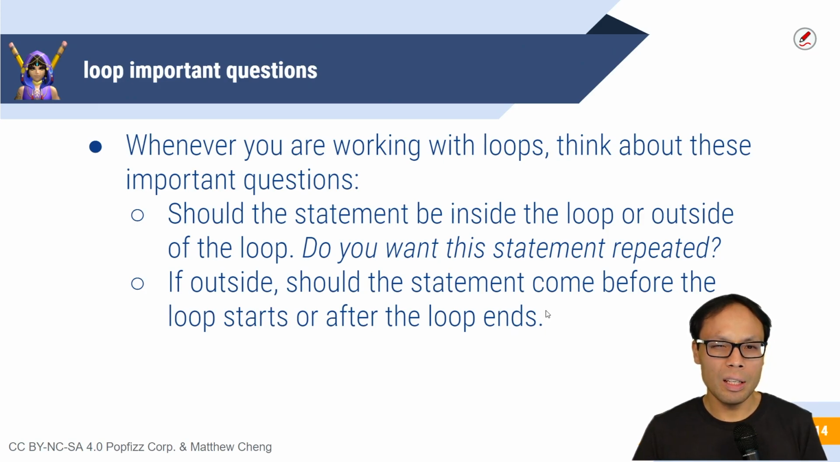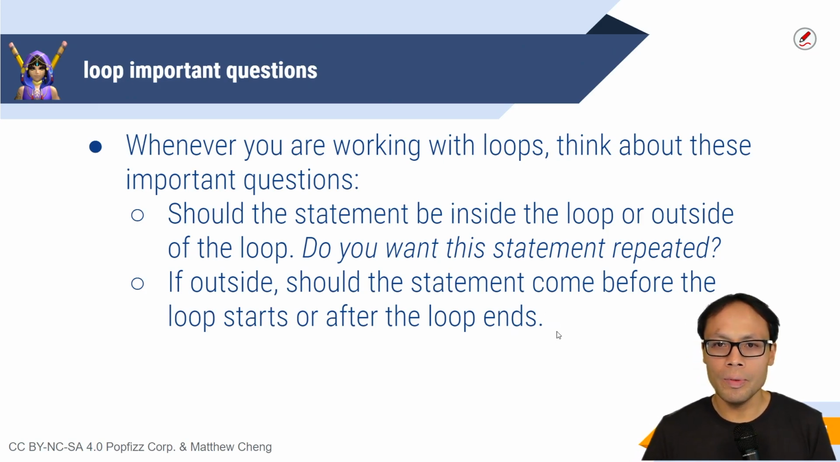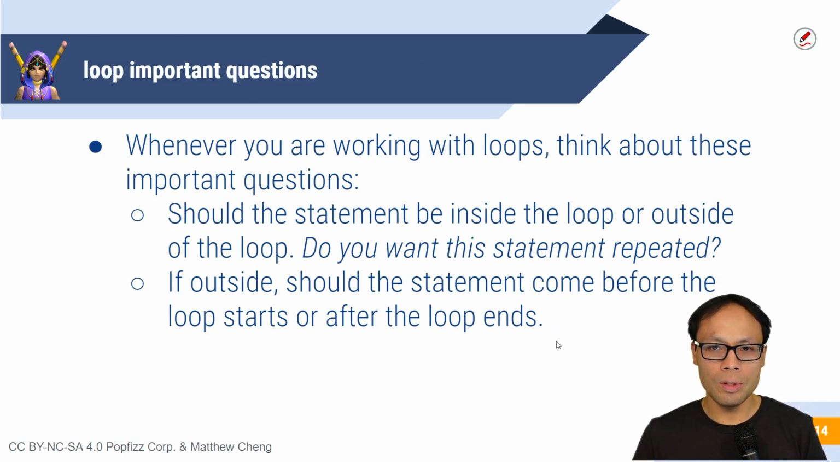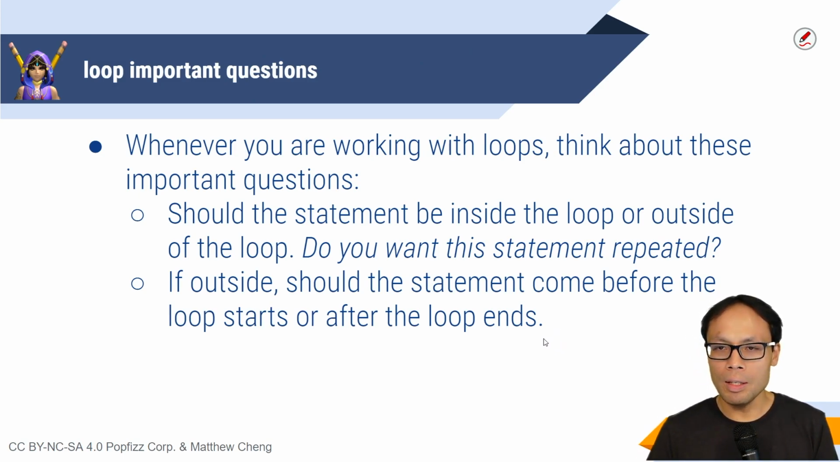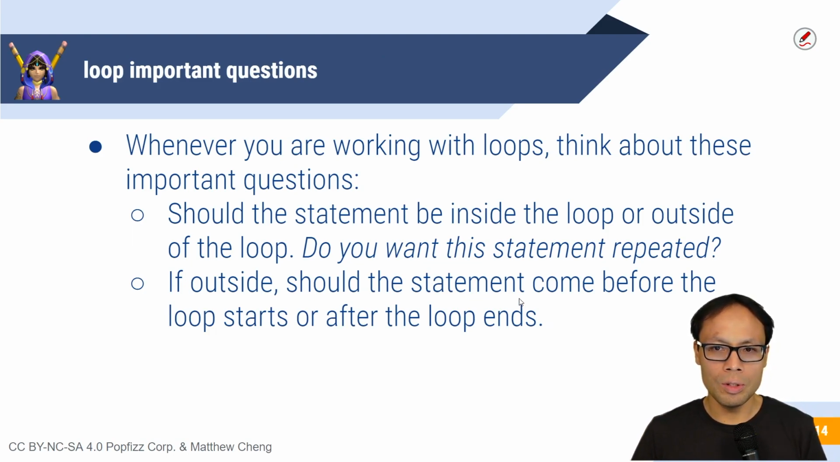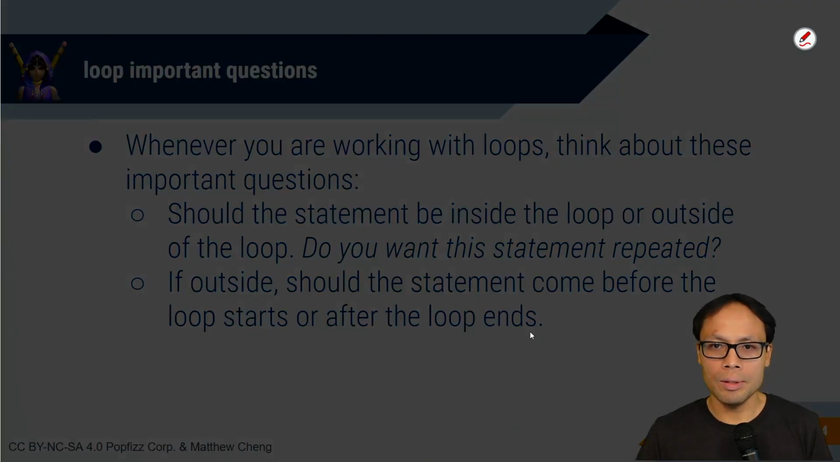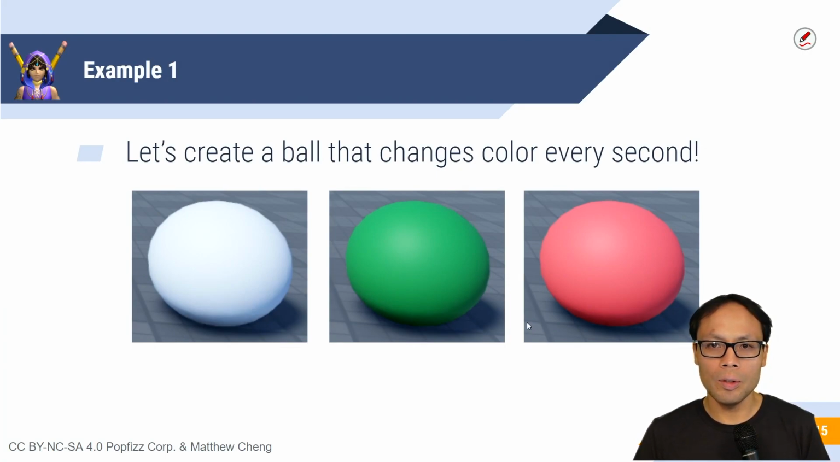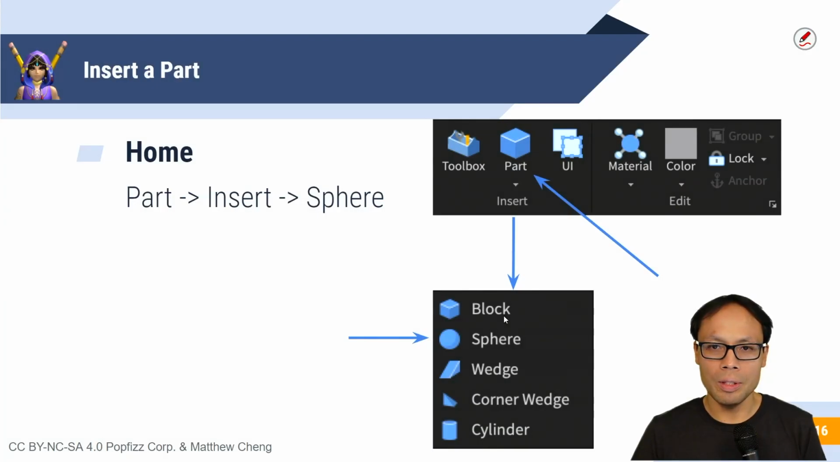Now, our code is going to get a little more complicated. Whenever you're working with loops, you should think about these important questions. Should the statements be inside of the loop or outside of the loop? In other words, do you want these statements repeated? If those statements are outside of the loop, consider if the statement or statements should come before the loop starts or after the loop ends. Now let's go ahead and create a ball that changes color every second to demonstrate this idea.